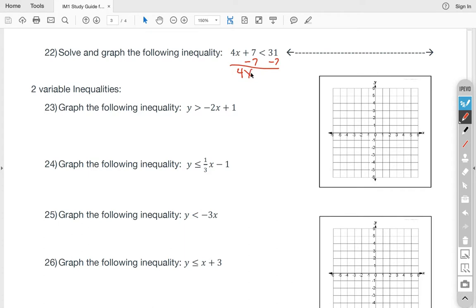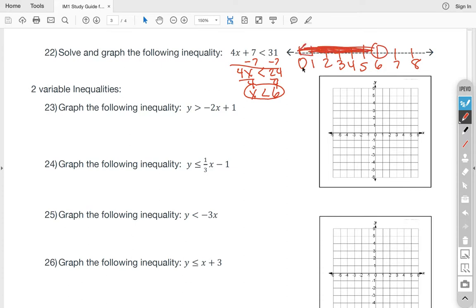And we get 4x is less than 31 minus 7, which is 24. Divide by 4, divide by 4, x is less than 6. We don't have to change any signs on that. So let's find 6. Let's make 6 here. 7, 5, 4, 3, 2, 1, 0, and an 8. Let's circle the 6, and let's go less than. So it's this way. All of these numbers to the left.